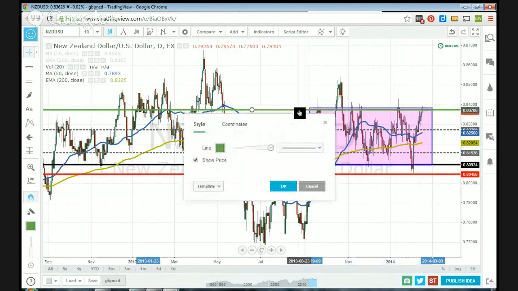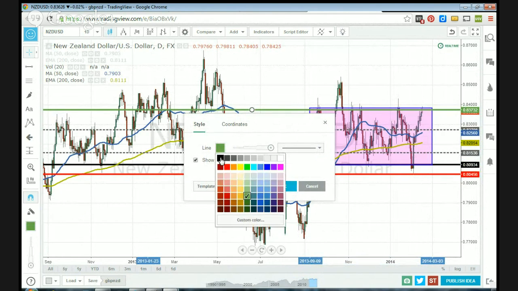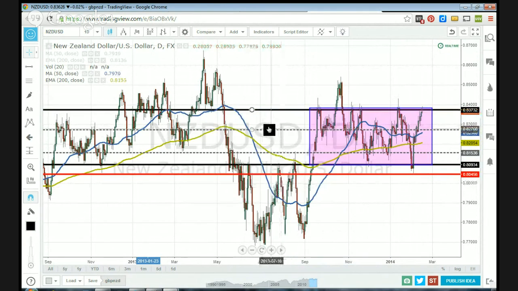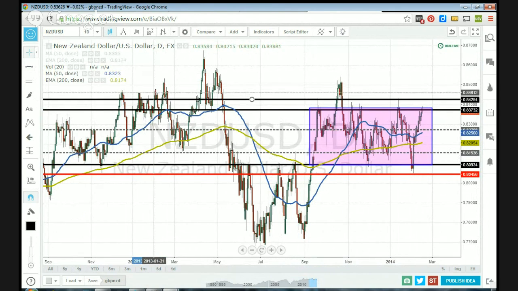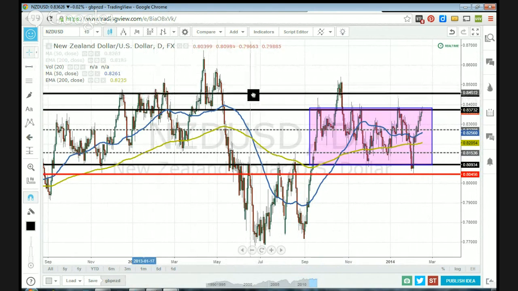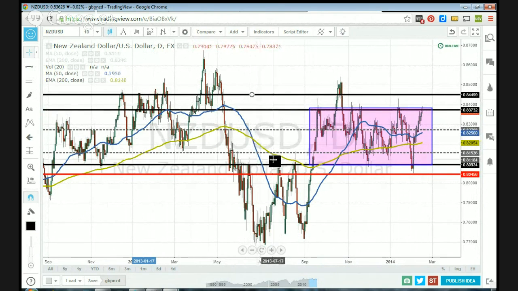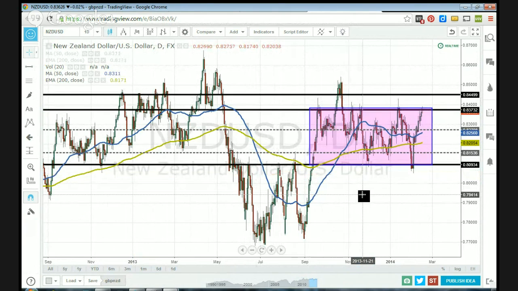Let's make this black. That's a good level. Okay, so we'll short at 83.70. Our stop is going to be right here. Oh, out there. Okay, and our target profit will be the bottom of the range, which is right here, 80.93. Yep. Now we can make this green.